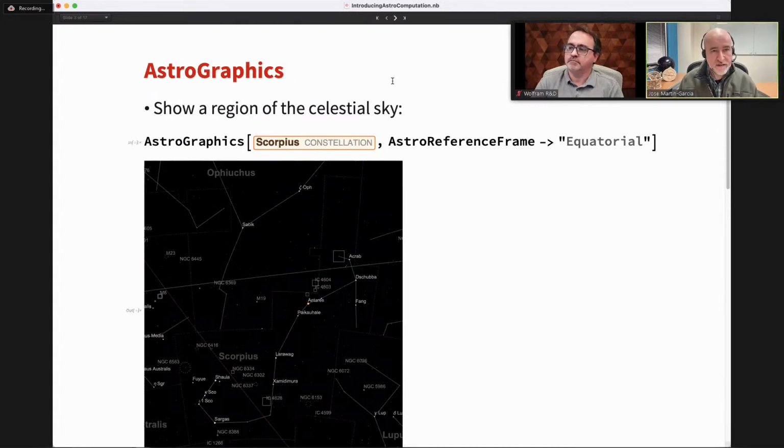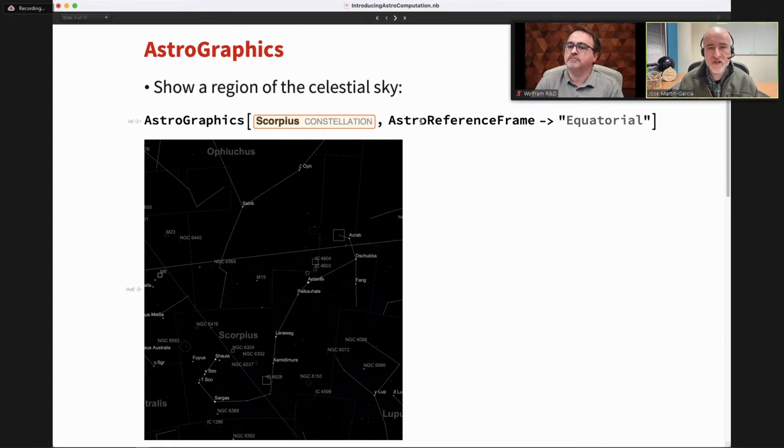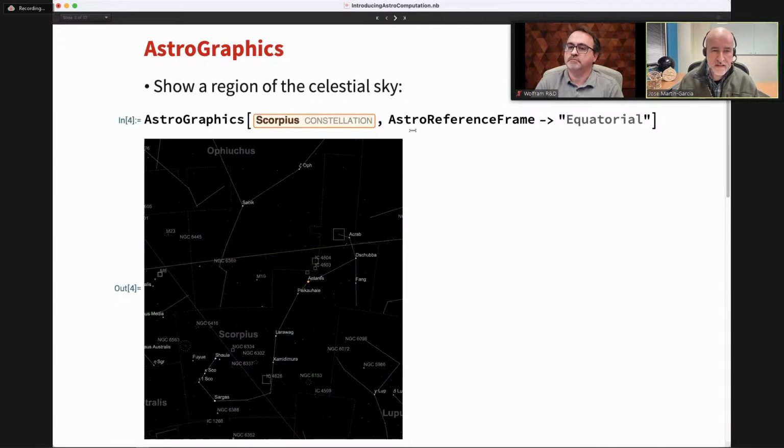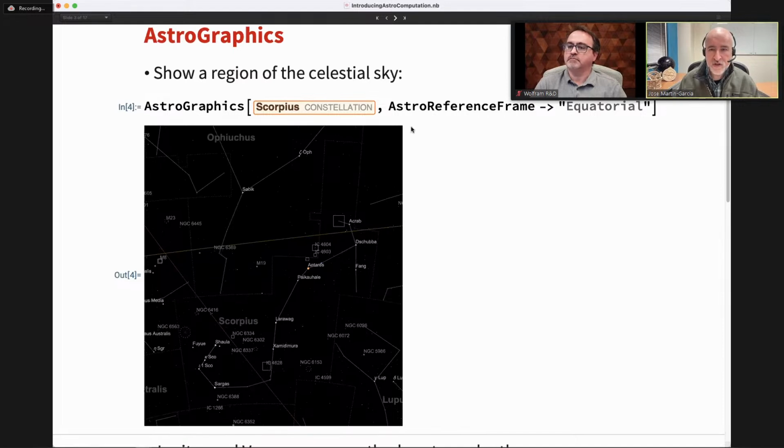Another function we have added is called AstroGraphics, and this function is responsible for the computation of maps of the celestial sphere. Here we are asking for a map of the area around the constellation Scorpius, and we want the map in the equatorial frame, which sets the orientation of this map. In some other frame, this map would look rotated. So here we have Scorpius, the main line of the constellation, the region of the constellation, etc.